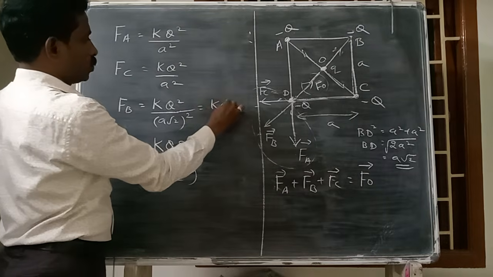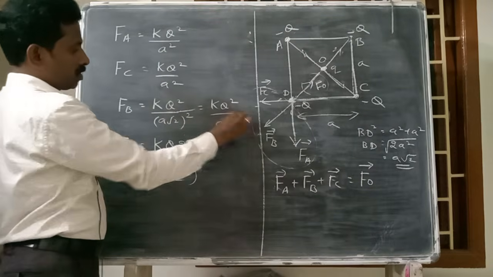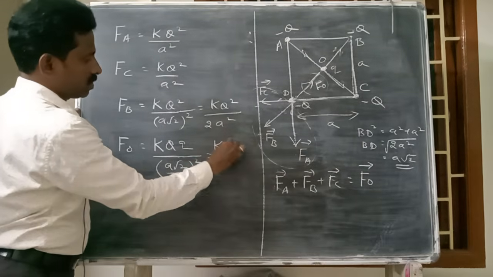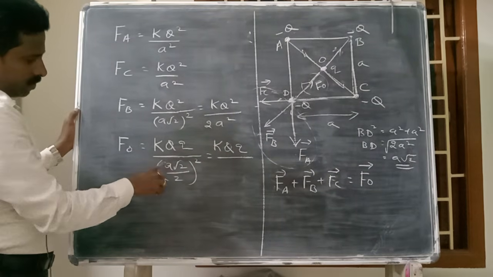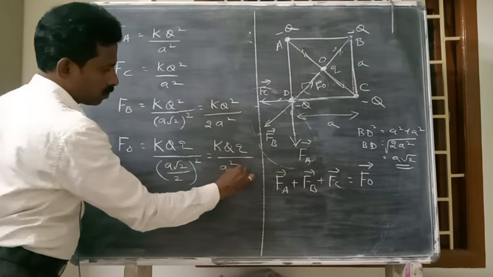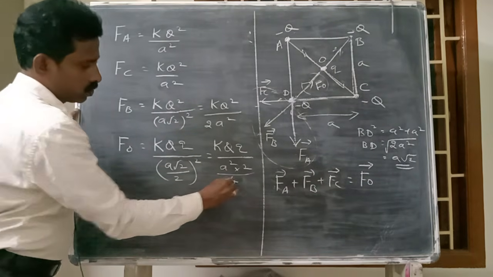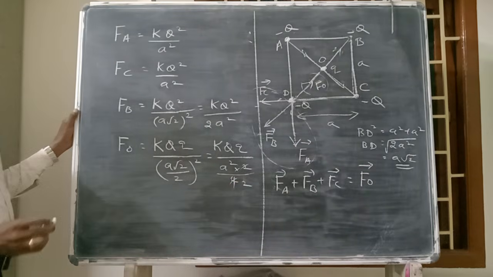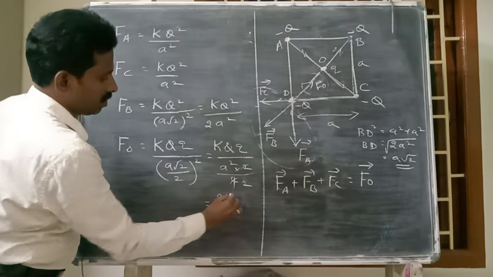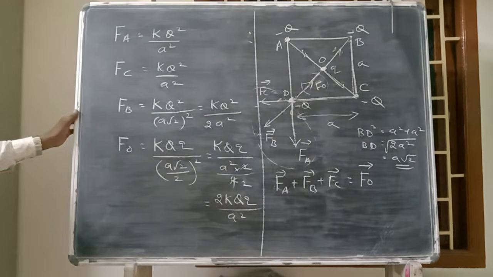Here k q squared by a squared, root 2 squared is 2. So 2a squared will come. Here k into capital Q into small q by a squared, root 2 squared is 2, by 2 squared is 4. So you will get a squared by 2. So this 2 will go to the numerator. 2k capital Q small q by a squared. Okay, this is F_O.